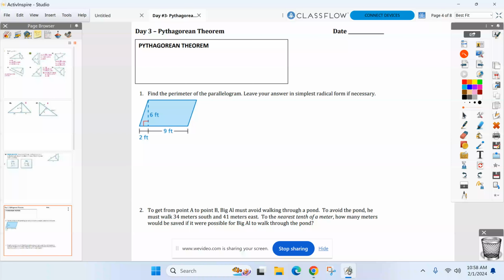Where is it found in geometry? And also, it can be used for more than finding a side. You can use the Pythagorean theorem in a different way other than just finding the side of a triangle.